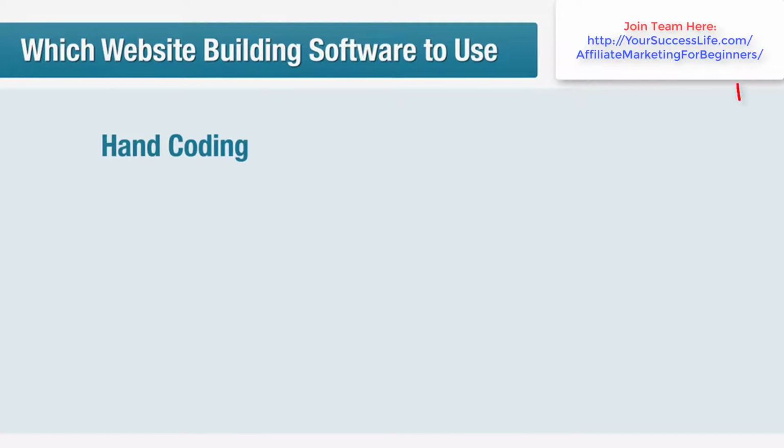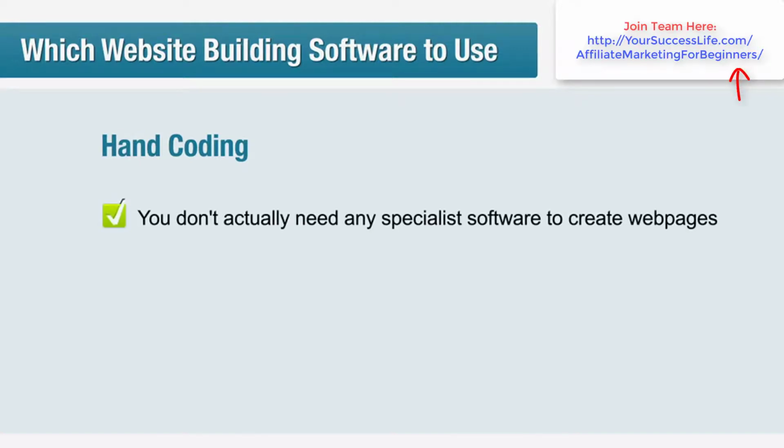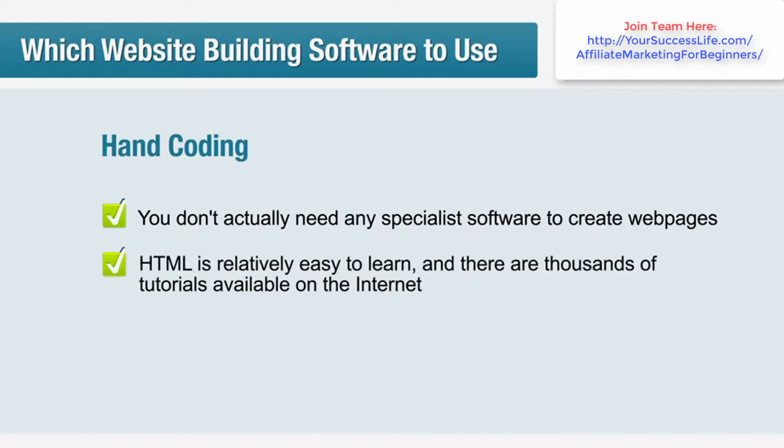What about hand coding? Surprisingly, you don't need any specialist software to create web pages. In fact, our developers here at Affilorama, along with many professional web developers, do their development in plain old text editors, writing the sites directly in HTML and CSS. If you've got the time and inclination, HTML is actually a relatively easy thing to learn, and there are thousands of tutorials available. If, however, you just want to dive in and get a website up on the internet as soon as possible, you might be better using a what-you-see-is-what-you-get editor, and then learning a bit of HTML as you go along.